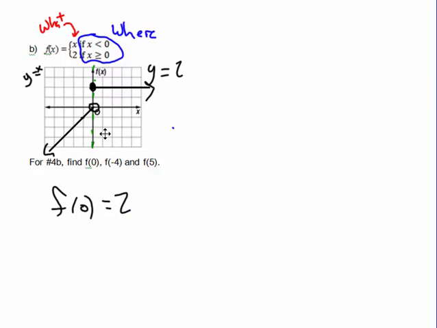And now I'm plugging in a negative 4. So is negative 4 less than 0? Yes, so I want to plug it into the first one. So f of negative 4, I replace x with negative 4, and I get negative 4. And now for f at 5, I want to replace x with 5. So is 5 less than 0? No. Is 5 greater than or equal to 0? Yes. So I'm going to use this. So it's going to be 2. My y value there is 2.